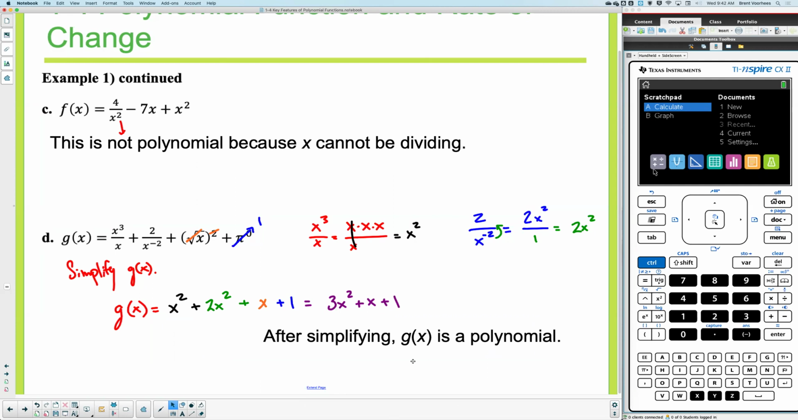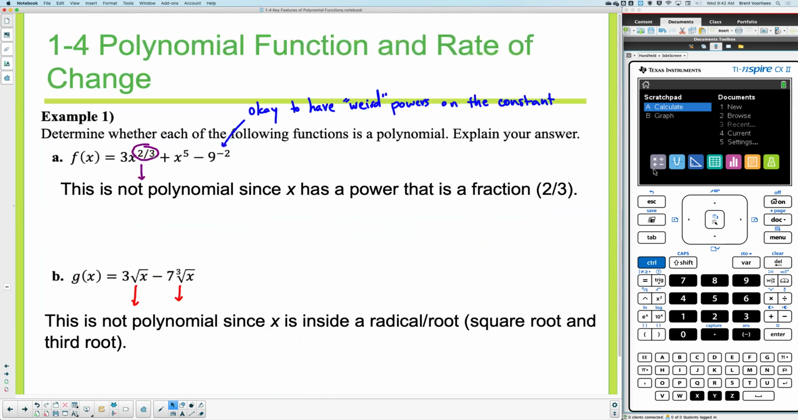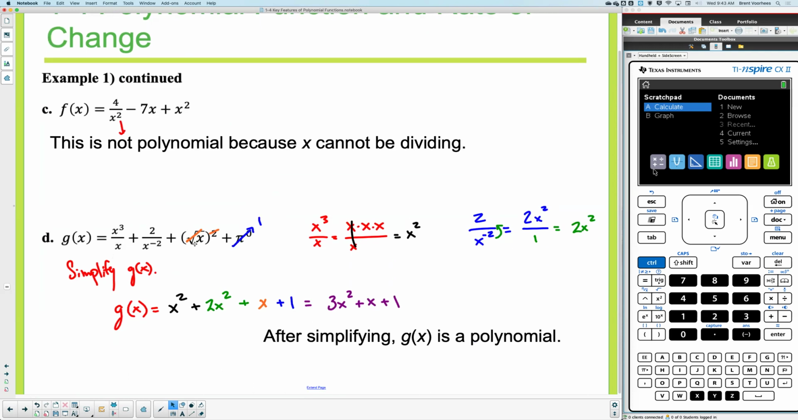So do you understand how the rules work a little bit? Thomas says no. All right, what you cannot have is x's that are dividing. You cannot have fractions of powers on x. You cannot have radicals for polynomials. This one was a tricky one. This is a tricky problem. I'm not gonna lie, it was tricky.